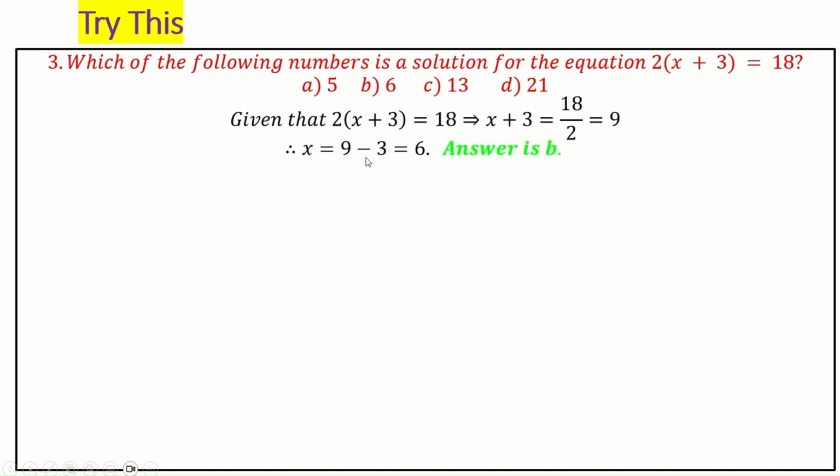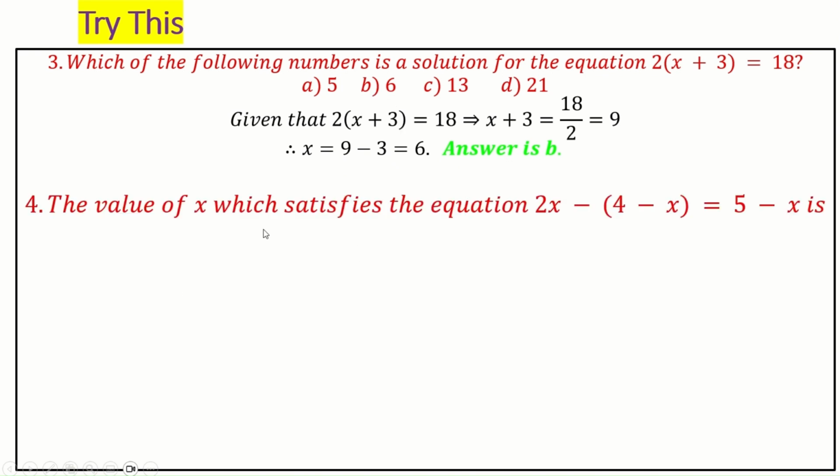So that means x equal to 9 minus 3, which is 6. That's the answer. B is the answer. What is the value of x which satisfies the equation? This one. Okay.